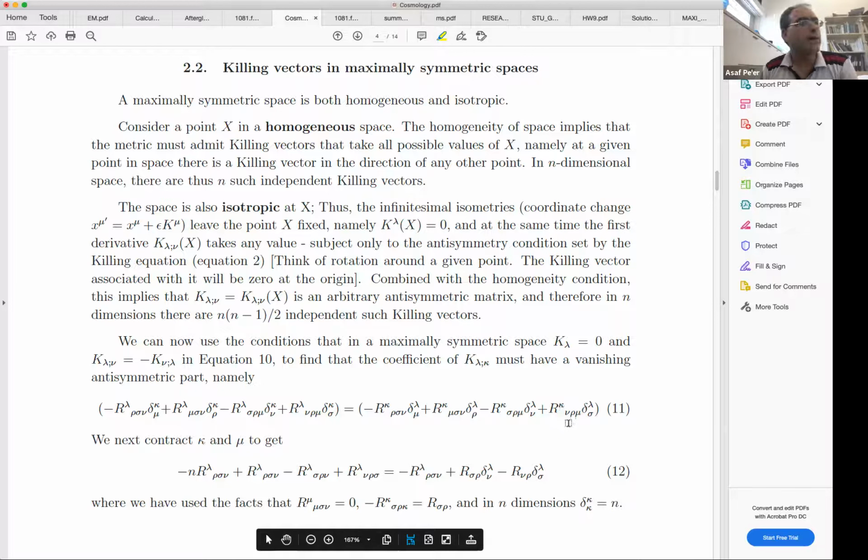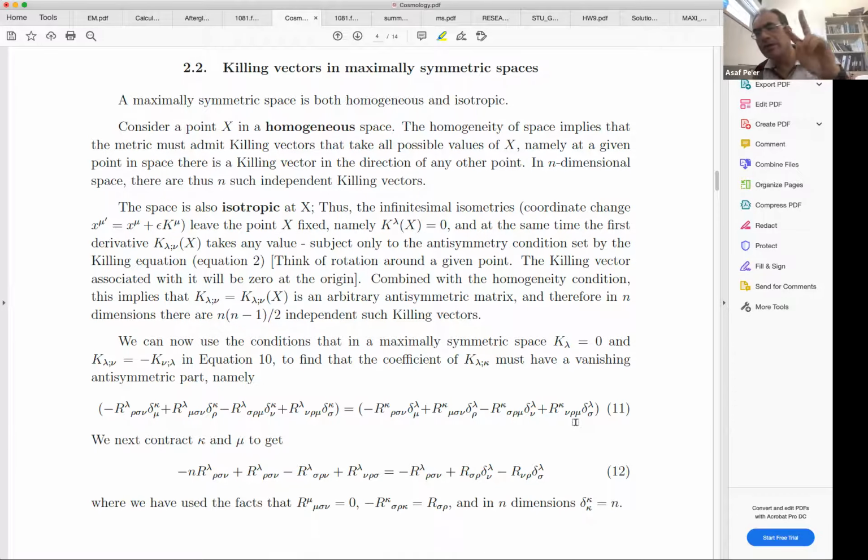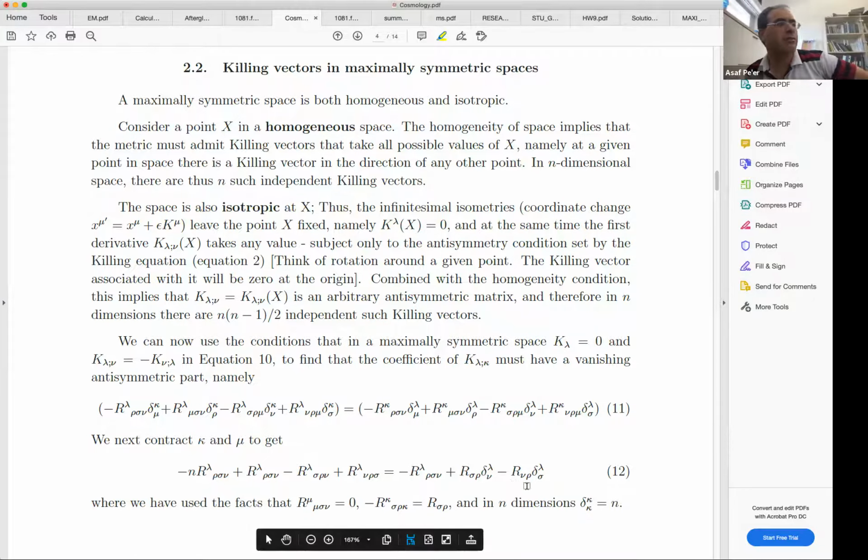And the same happened with the last term. So again, I switch the order of the two indices. I end up with a minus sign, and I contract. So from the Riemann, I get the Ricci tensor. So I ended up with a minus R nu rho delta lambda sigma. Okay, not too bad.